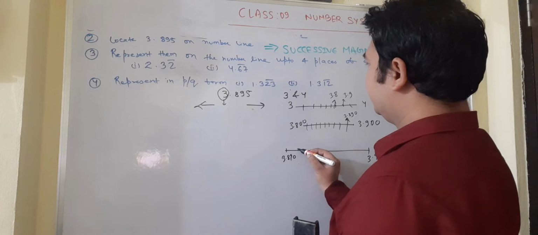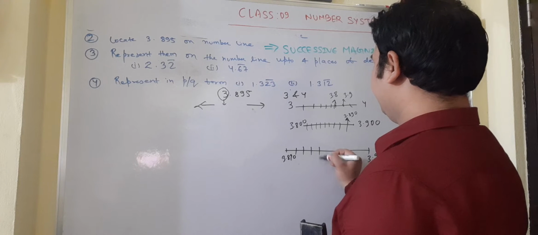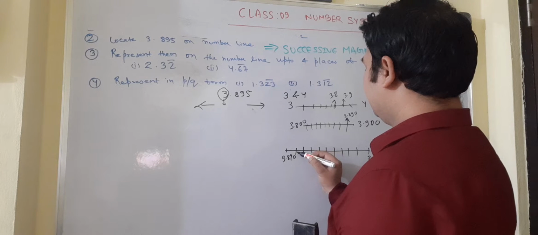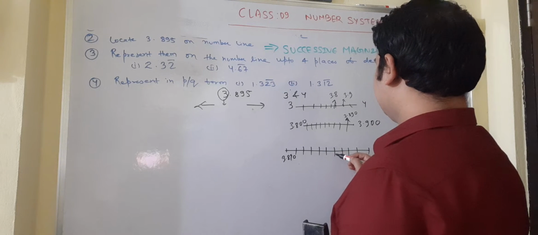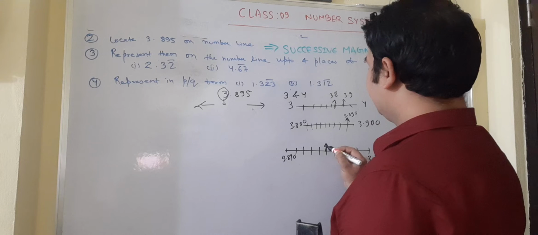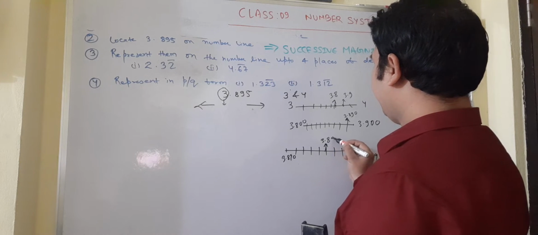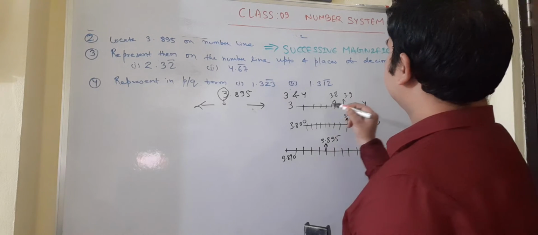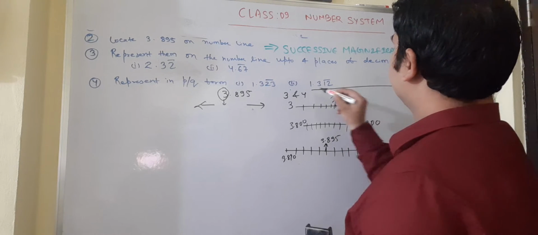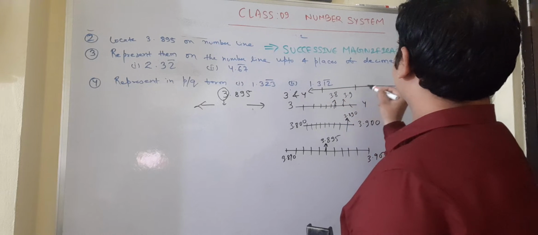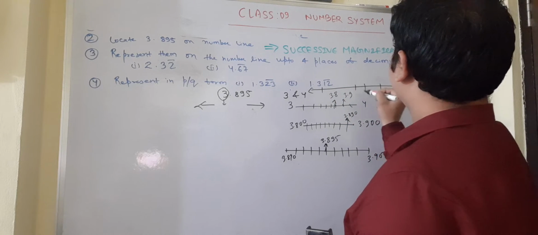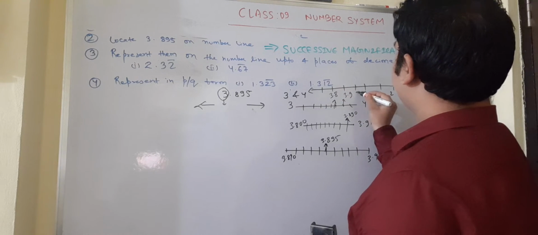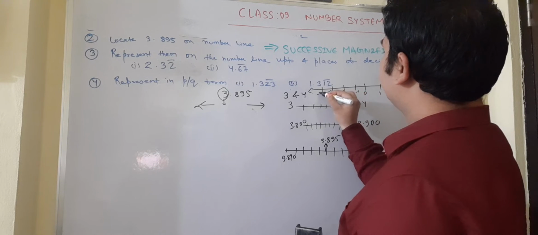And this will be the fifth, or the half. 1, 2, 3, 4, 5, 6, 7, 8, 9 and the 10th is itself. 1, 2, 3, 4, 5, 6, sorry, 5 is here only. So this is 3.895. This is how you represent it, but for this you will first draw a line. Suppose zero is here, 1, 2, 3, 4, minus 1, minus 2, minus 3, minus 4.